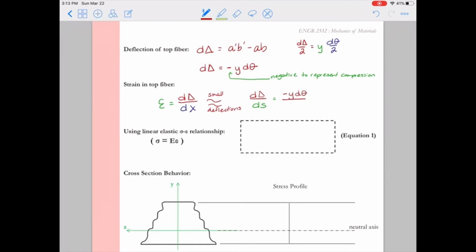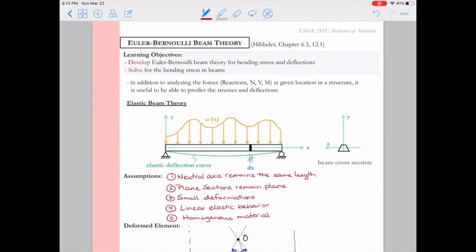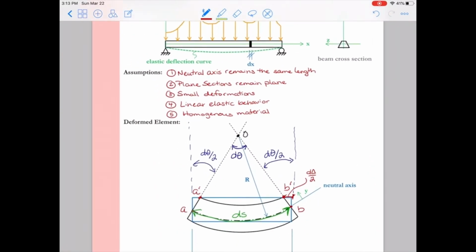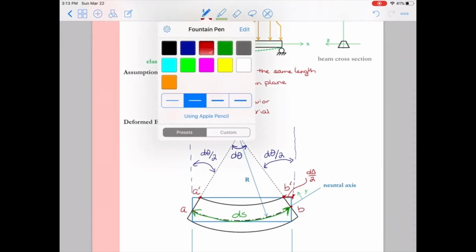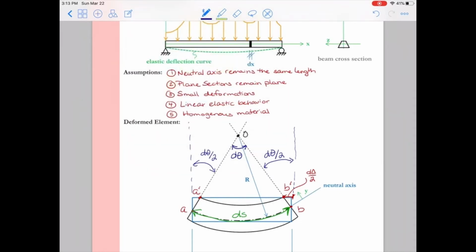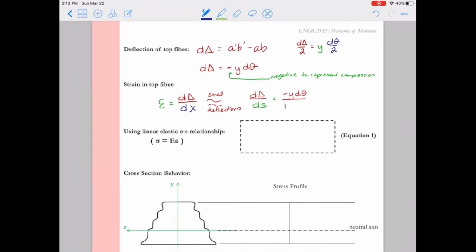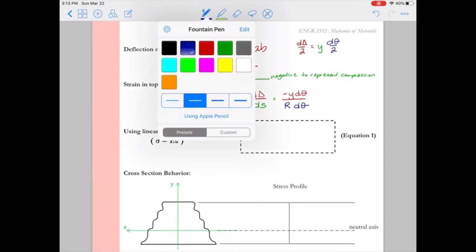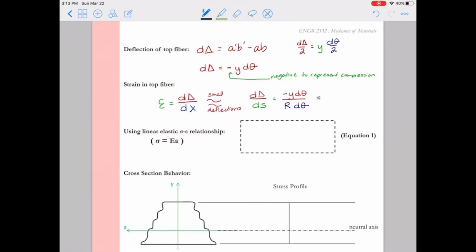Now I need to come up with an expression for ds. ds, if we look at the previous, is just arc length. From geometry, arc length is always the radius times the angle. So I'm going to use the radius of curvature, capital R, and multiply it by d theta, the angle through which the element goes. The d thetas will cancel, so now we get minus y over R, and this is our first big relationship.